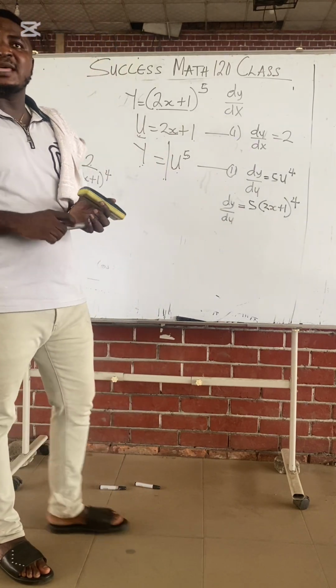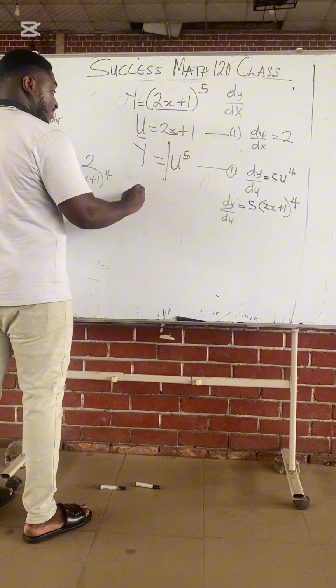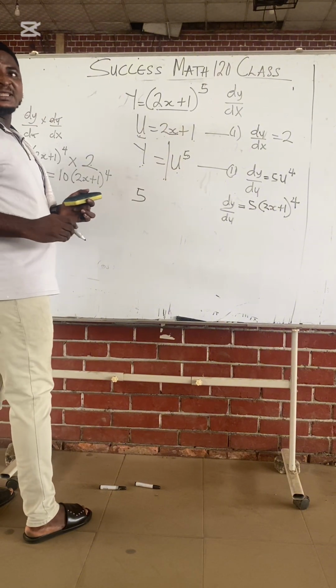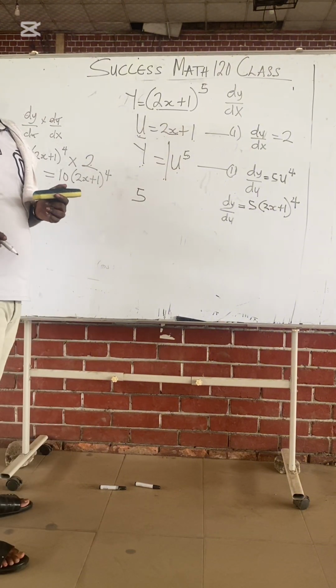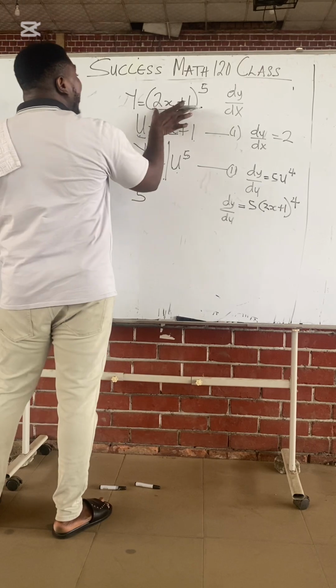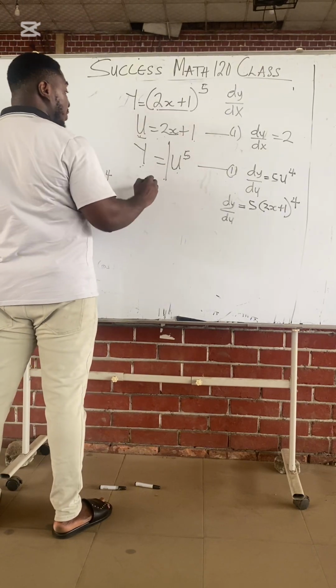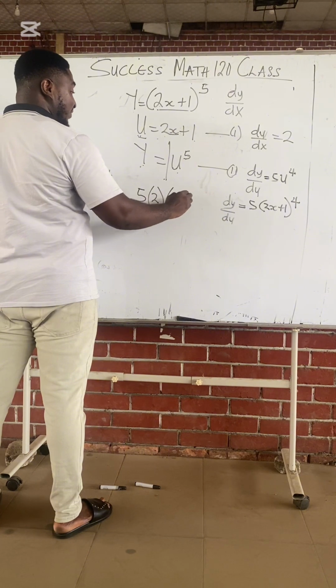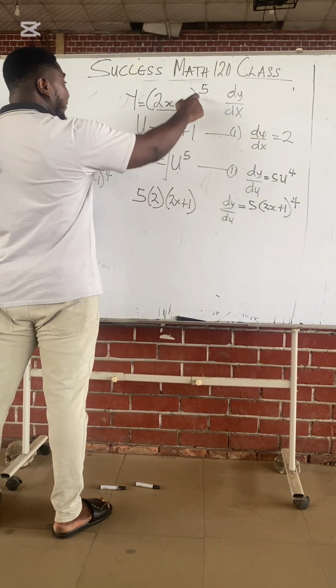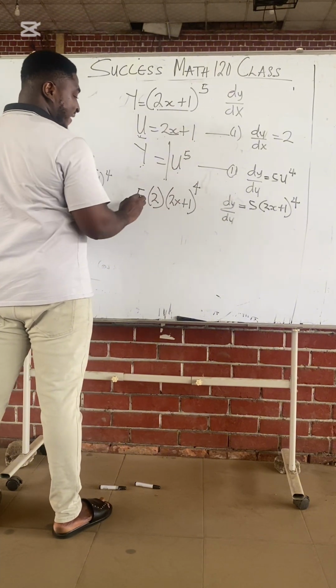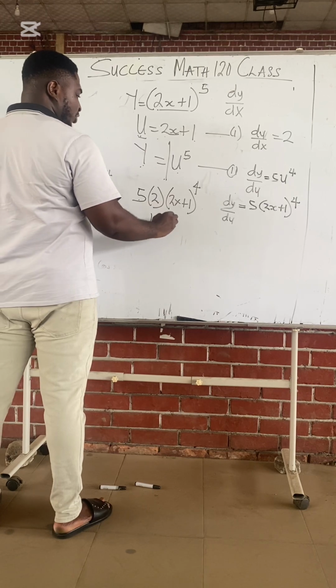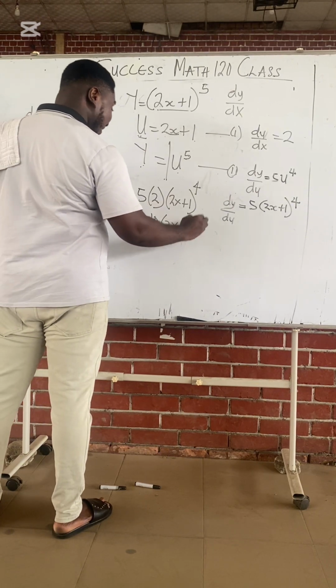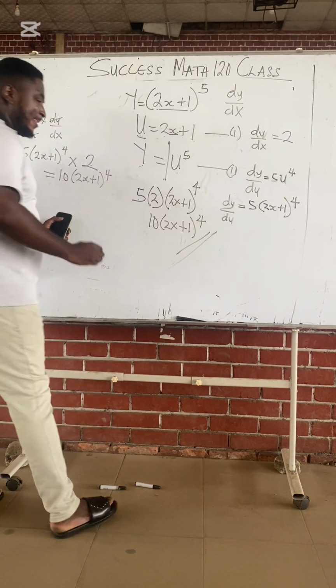Step 1, bring down the power 5. Step 2, differentiate what you have inside the bracket. Differentiate 2x plus 1, what do you have? Step 3, repeat the bracket, 2x plus 1. Step 4, subtract 1 from the power, 5 minus 1. 5 times 2, 10 into bracket 2x plus 1 raised to power 4. Final.